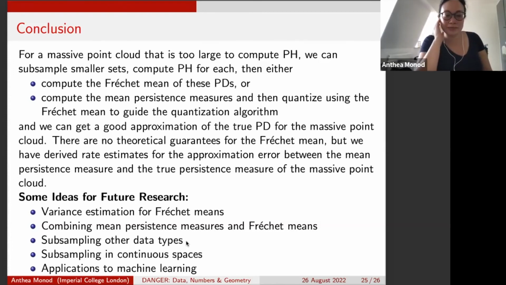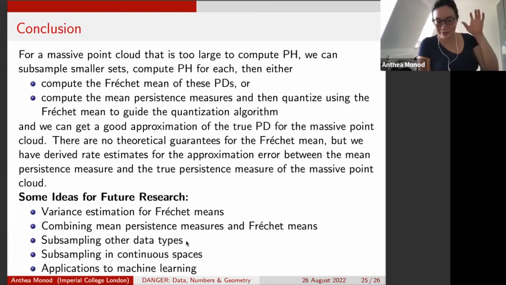Some ideas for future research would be to derive the variance estimation for Frechet means. Of course, as I said before, this is challenging because of the non-uniqueness of Frechet means. But if you happen to be interested, just a couple of months after this work, Yuichi also has another paper where he defines a geometric condition which guarantees that Frechet means are unique. But this is quite a specific case.